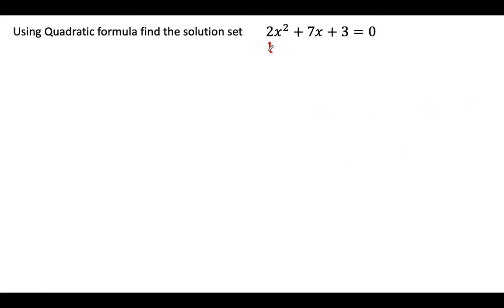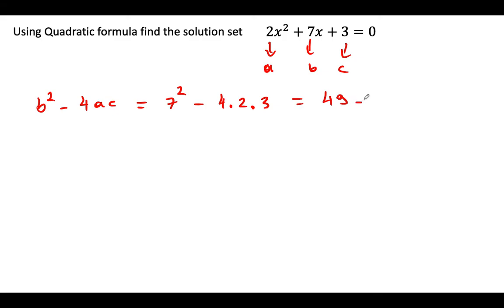Now a is 2, b is 7, and c is 3. So b squared minus 4ac will be 7 squared minus 4 times 2 times 3. So 49 minus 4 and 2, 8, 8 and 3, 24. So it will be 25, which is greater than 0. We have two real roots.